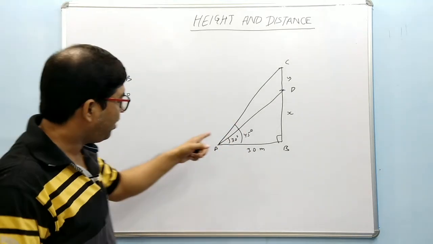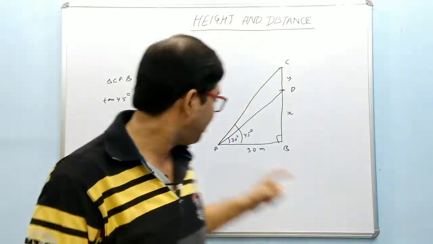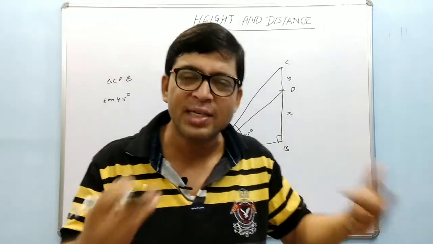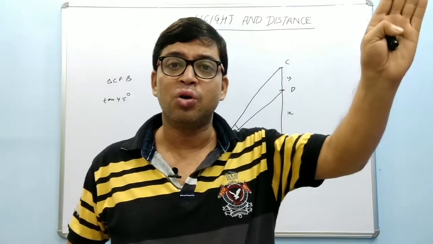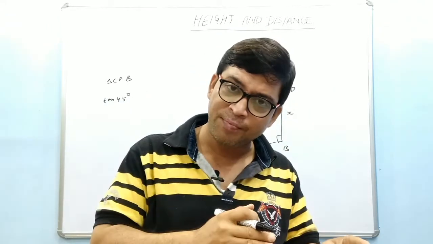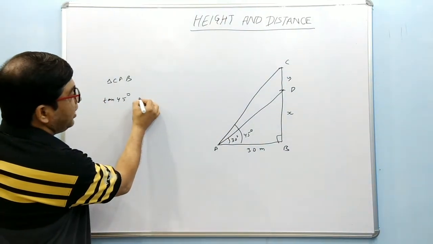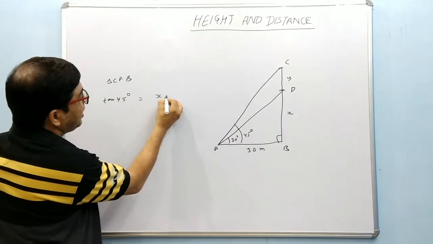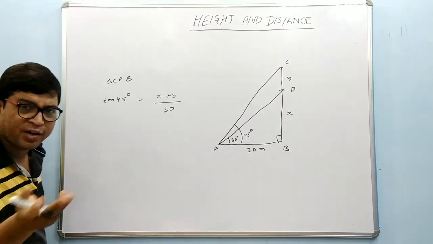And what type of angles are these? These are angles of elevation. Why? Because the person who is seeing is at ground and he's seeing the thing at some height. So it is just from down to top. So angle of elevation. If from top to bottom, then angle of depression. So we'll just write tan 45 degree is equal to, this is perpendicular. What is that? In the diagram it is x plus y and base is 30. Just make one equation out of this.